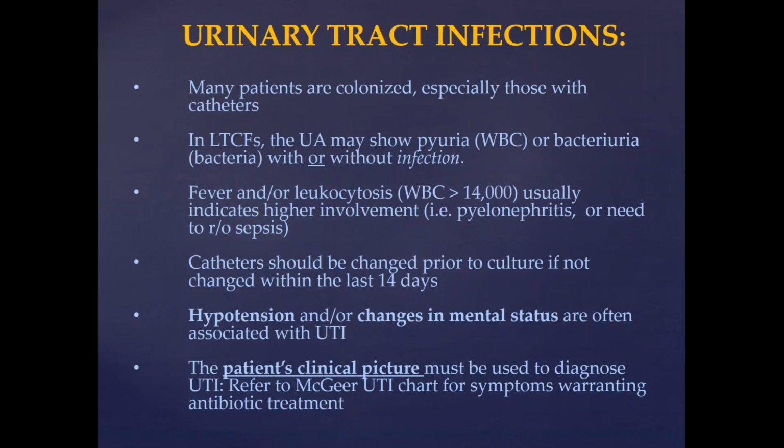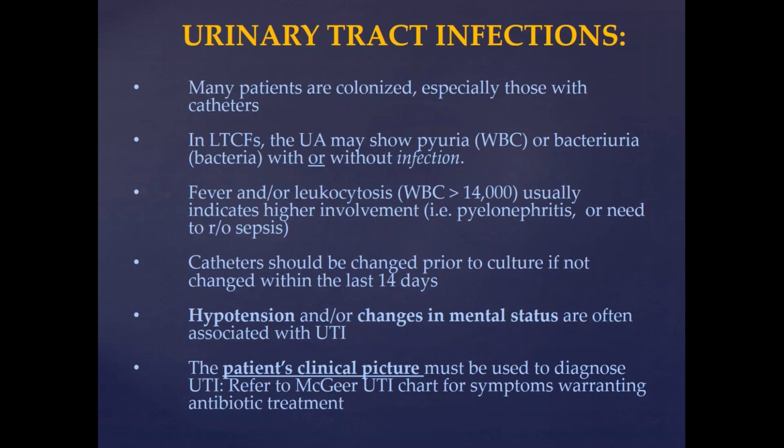So urinary tract infections, many patients are colonized, especially those with catheters. And in long-term care facilities, the UA is really only useful if it's negative, because patients may show chronic bacteriuria or pyuria with or without infection.